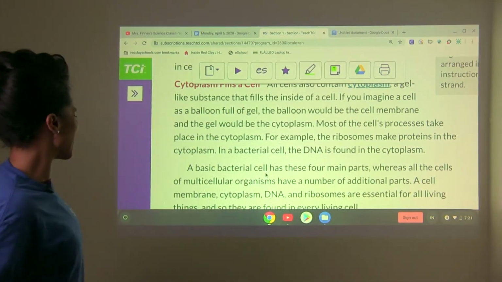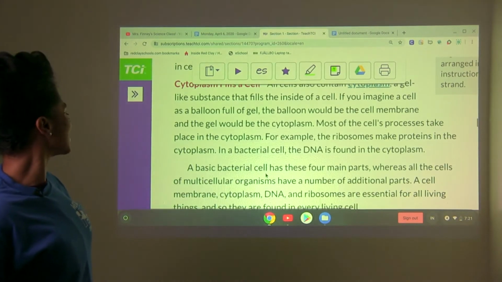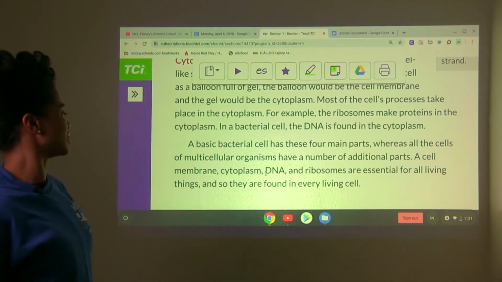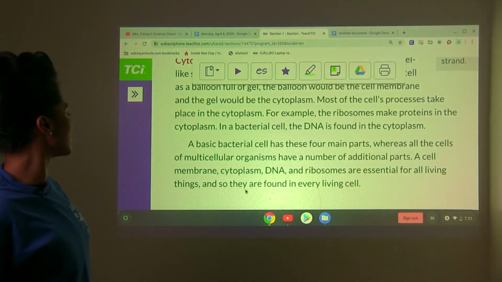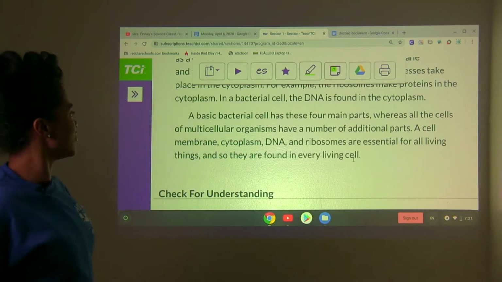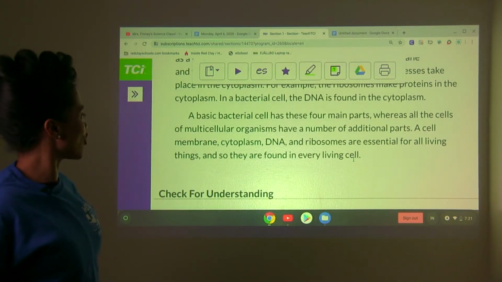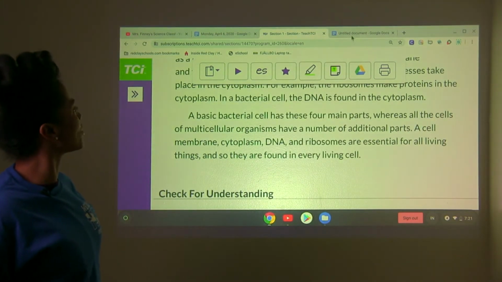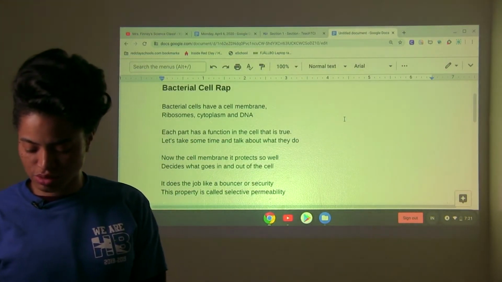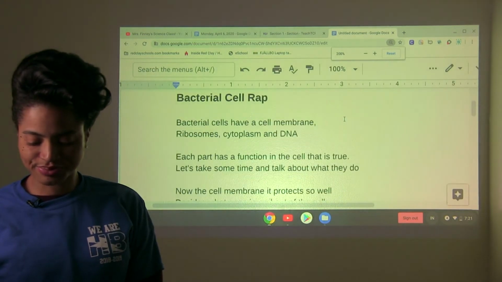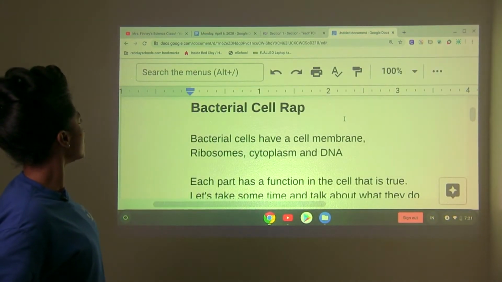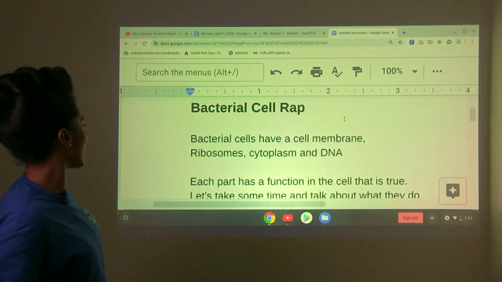All right, here we go. So, a cell membrane, cytoplasm, DNA, and ribosomes are essential for all living things, and so they are found in every living cell. So those are the 4 parts of bacterial cells. I want to share with you all a bacterial cell rap. I have to put a beat to it, and I will load it to our YouTube channel. All right, here we go.